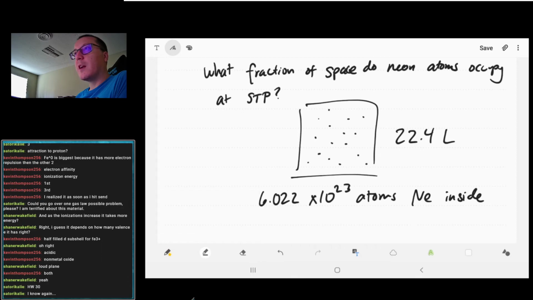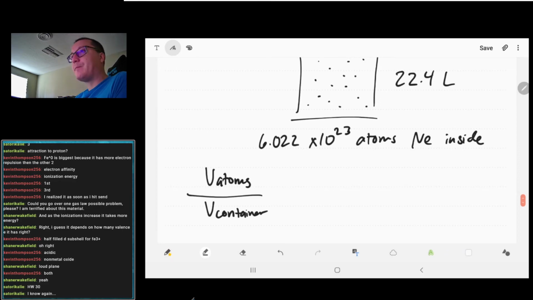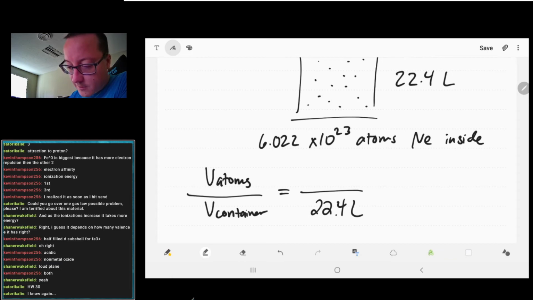And so we're trying to basically compare the volume of all these atoms to the volume of the container, which the gases would occupy. So we know that the volume of the container is 22.4 liters, right? At 1 mole, that's how much a gas occupies. So if you were to put 1 mole of gas in and you wanted it to be 1 atmosphere at 0 degrees Celsius, the container would have to be 22.4 liters. Otherwise, your pressure would be different. So to make this work, it has to be 22.4 liters.